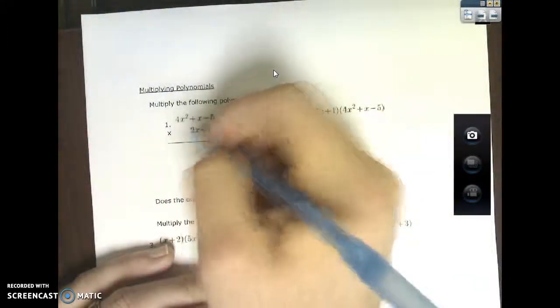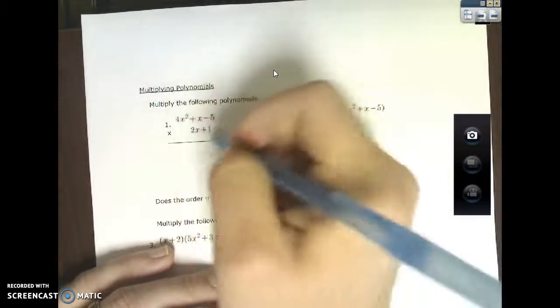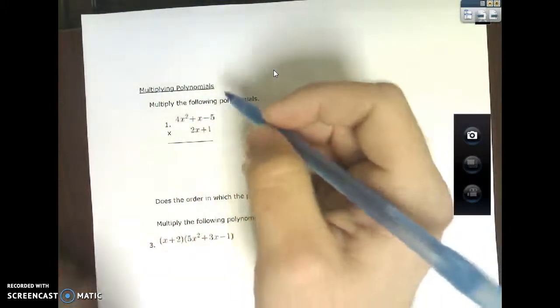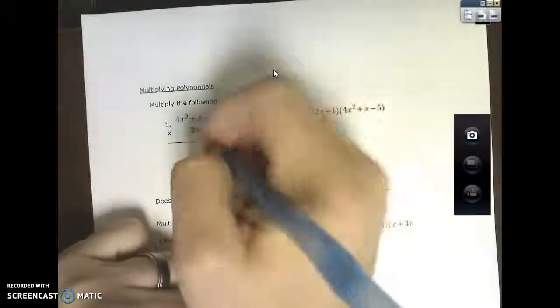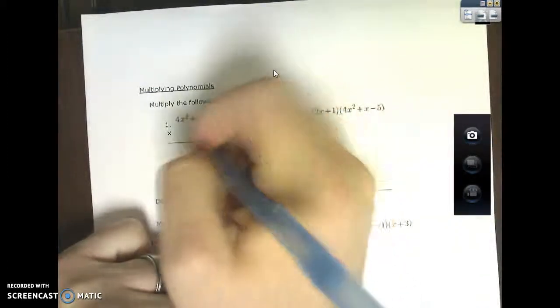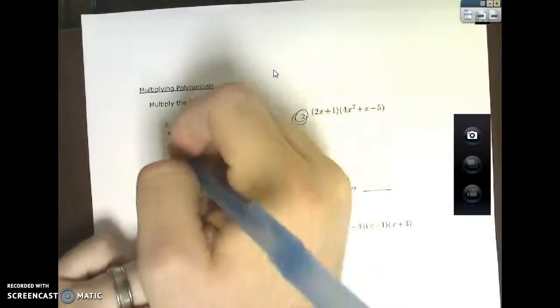You're multiplying every single thing. If you do it this way, just do it like you normally would. 1 times negative 5 is negative 5. 1 times x is x. 1 times 4x squared is 4x squared.